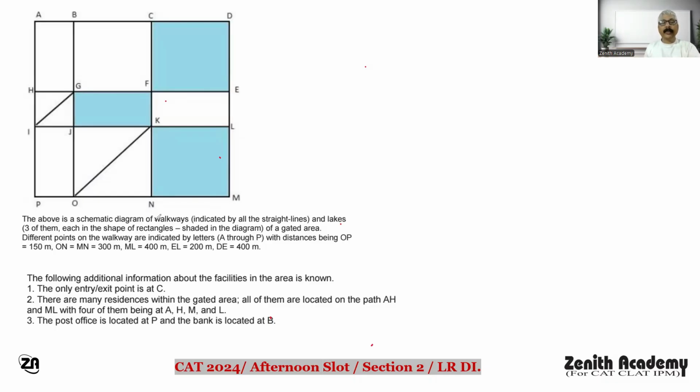The above is a schematic diagram of walkways indicated by all the straight lines and lakes, three of them each in the shape of rectangles, shaded in the diagram of a gated area. Different points on the walkway are indicated by letters A through P, with the distance OP being 150 meters. ON is equal to MN, given as 300. ML is 400, EL is 200, D is 400.